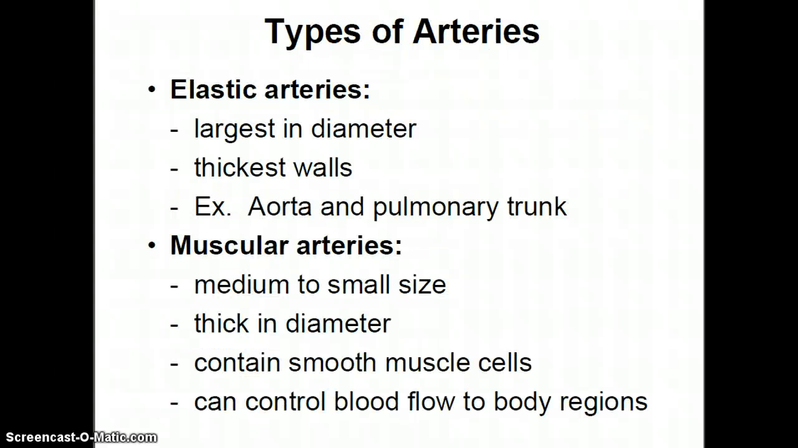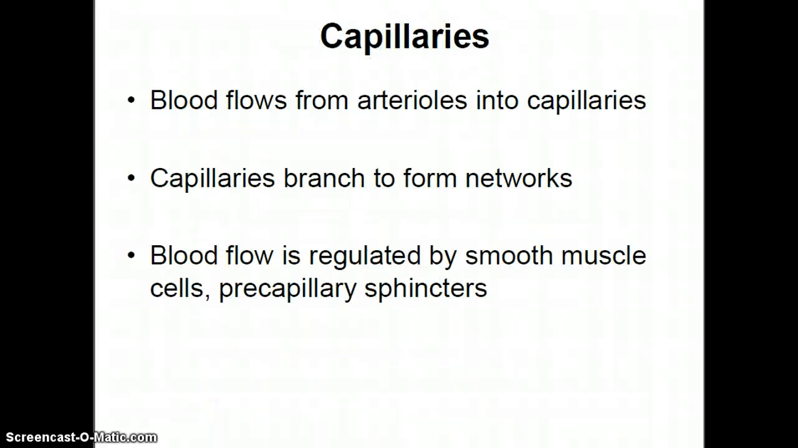There are several types of arteries. Elastic arteries are the largest in diameter with the thickest walls. The aorta and pulmonary trunk are these types of arteries. Muscular arteries are medium to small size. They are thick in diameter and contain smooth muscle cells, and they can control to some degree the blood flow to different body regions.